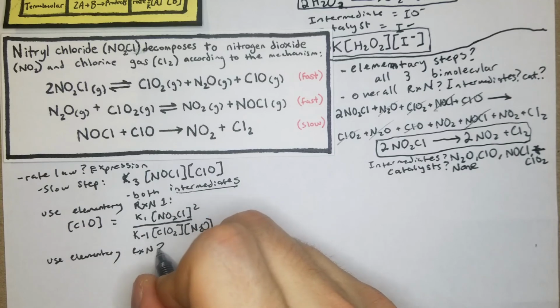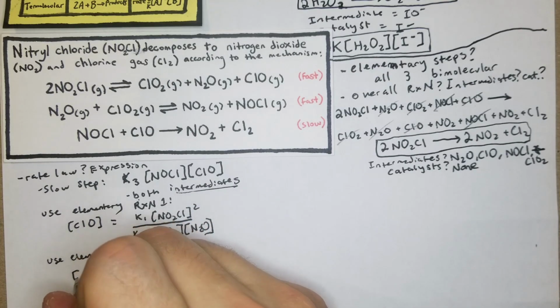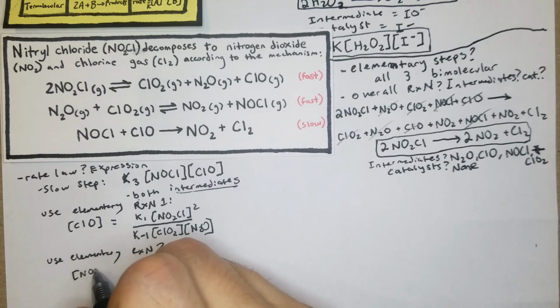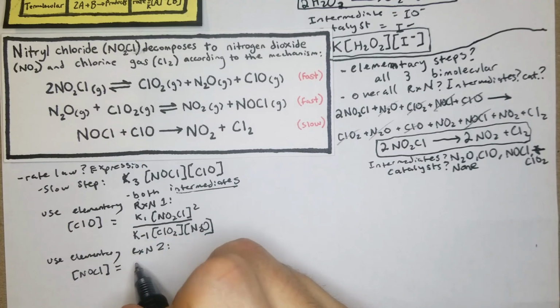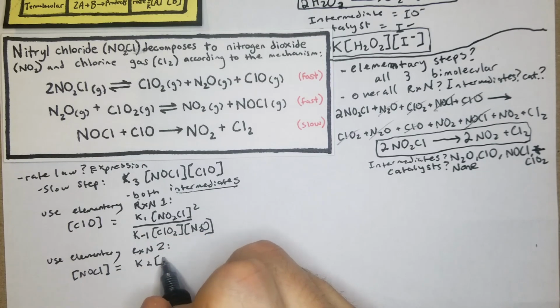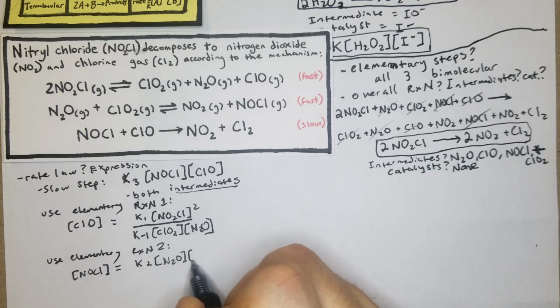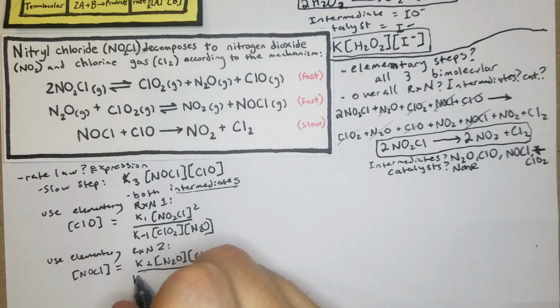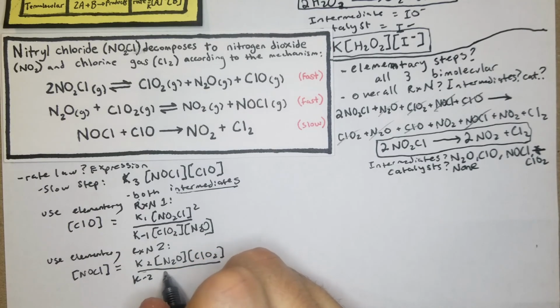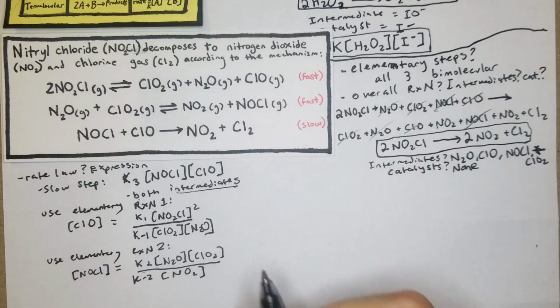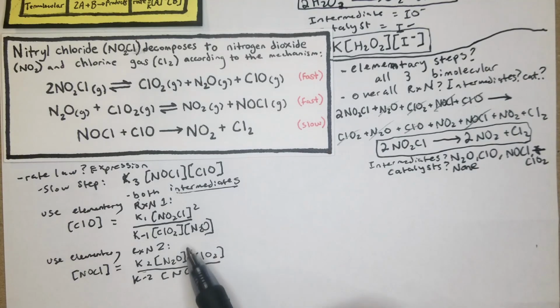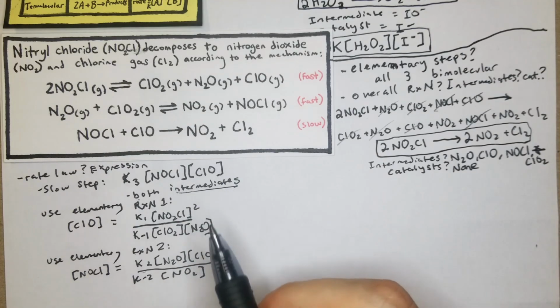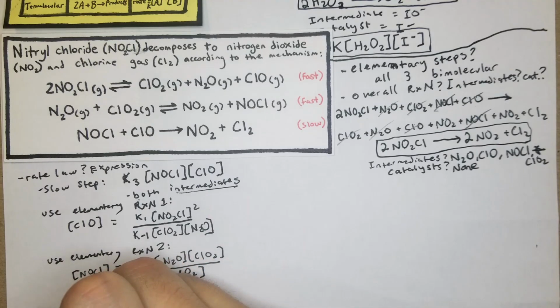Then use the elementary reaction 2 for our NOCl, the other one. This one's going to be K2 N2O ClO2 over K minus 2, so the opposite, NO2. So now we've basically expanded those out and expressed them as concentrations that aren't necessarily just the intermediates. So now we're going to substitute.